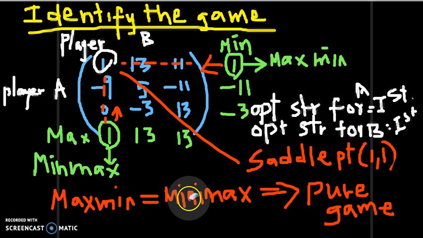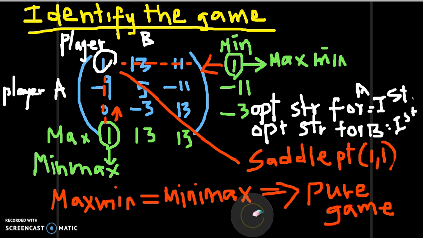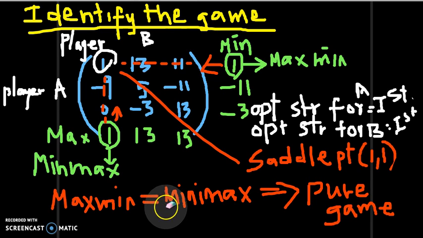Thus we can identify whether the given game is a pure game or a mixed game. If it is a pure game, then maximin equals minimax. If it is not, that is, maximin is not equal to minimax, then it is called a mixed game. A mixed game means player A may take more than one strategy to play against B, and B will also take more than one strategy to win over A. In that case, we say it is a mixed strategy. If they take only one strategy, then it's called a pure game.